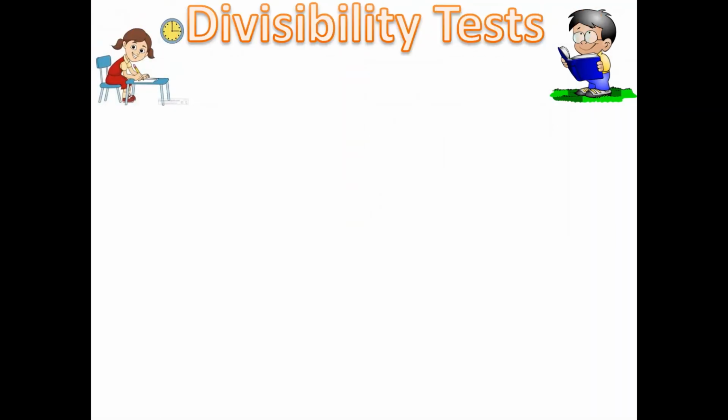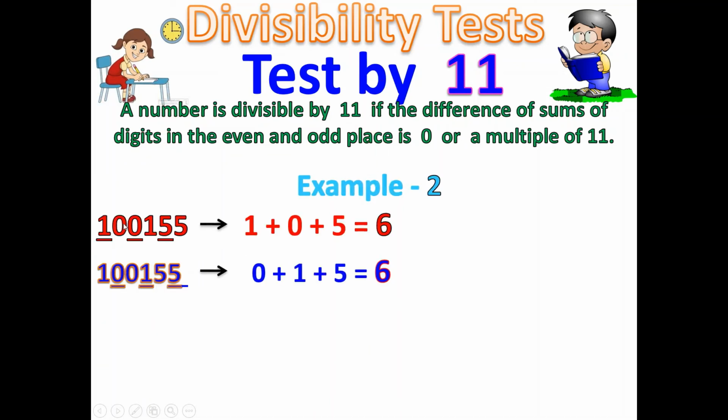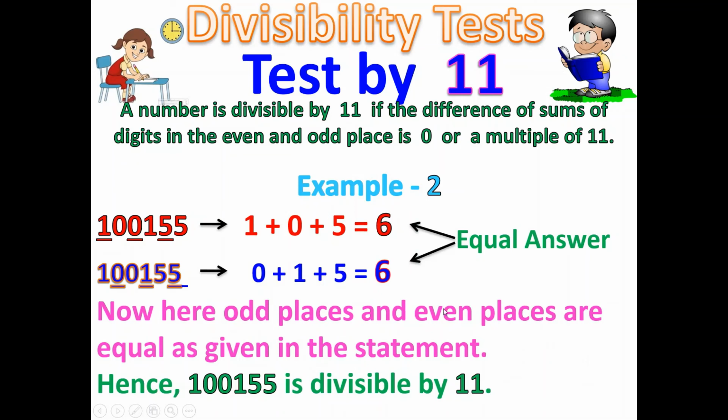Now we go on to the next slide, that is divisibility test by 11. A number is divisible by 11 if the difference of the sum of digits in the even and odd places is 0 or a multiple of 11. Now example 2. Now 1,01,155. Now we add 1 plus 0 plus 5 is equal to 6. Now in the remaining numbers also we add, that is 5, 0, 1, 5, we get 6. Now there are equal answers. Here odd place and even place are equal as given in the statement. Hence 1,155 is divisible by 11.